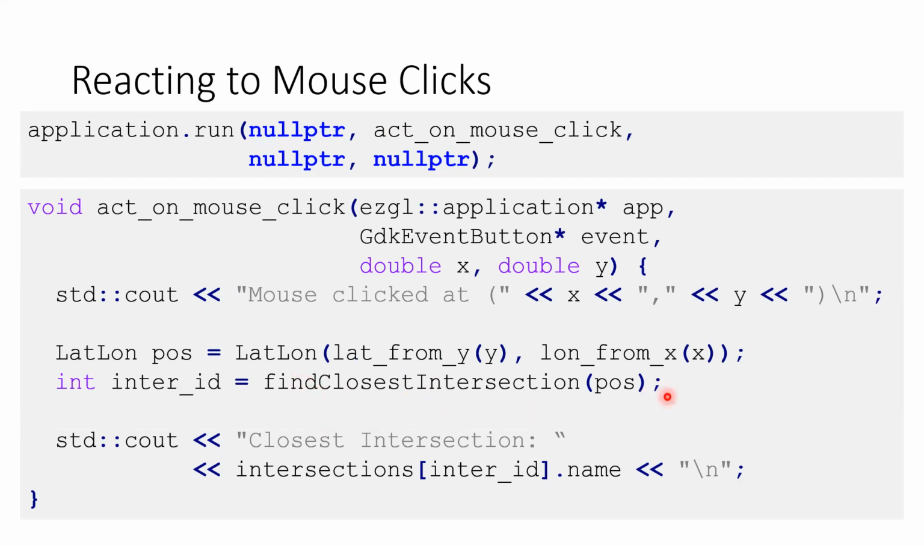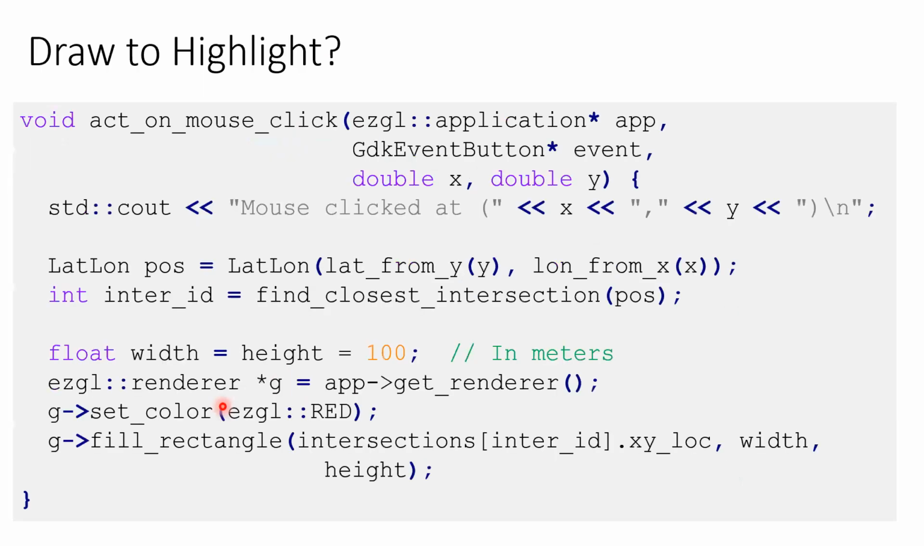And because that takes in a lat long value, you want to convert the X and Y into lat longs. So that is a reverse conversion from X and Y. So we find the closest intersection and we can then output the intersection ID. And we can get the intersection data from that intersection ID. Right. Now, if we want to highlight it, it's just simple. We draw a red square at that intersection location.